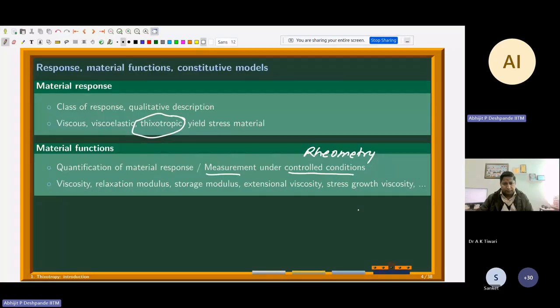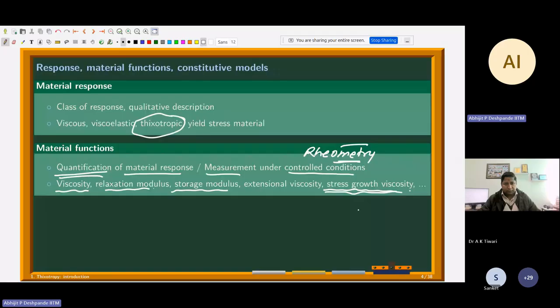Since we are measuring something using rheometry, we can then do quantification of material response. And the quantification is done by defining several quantities. What I mentioned on the first slide was the stress growth viscosity, which is slightly different than the viscosity we are used to. Those of you who have had some background in rheology will know that there is storage and loss modulus, or stress relaxation modulus, and so on. So several such material functions can be defined, and using this, we can analyze the response of the material.